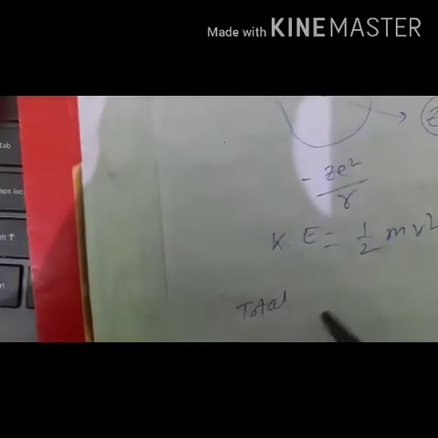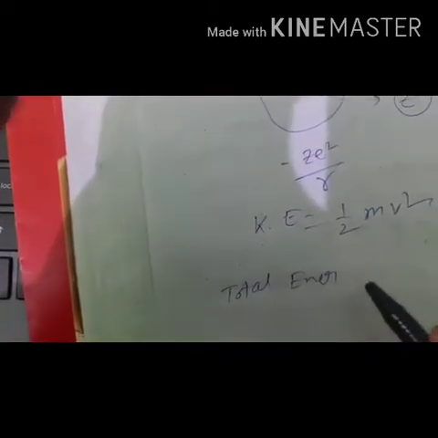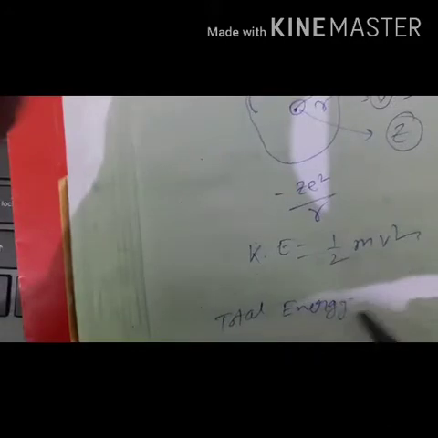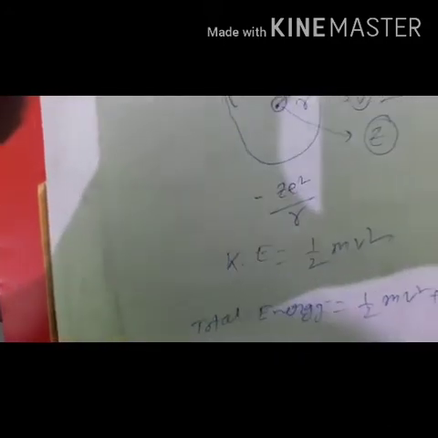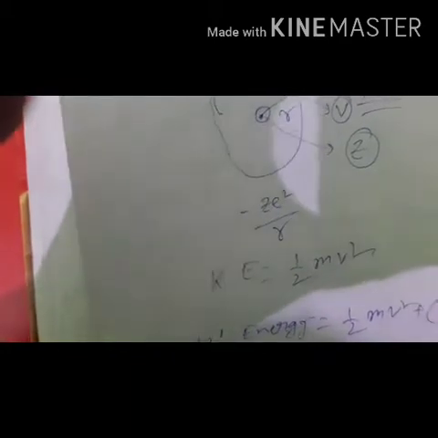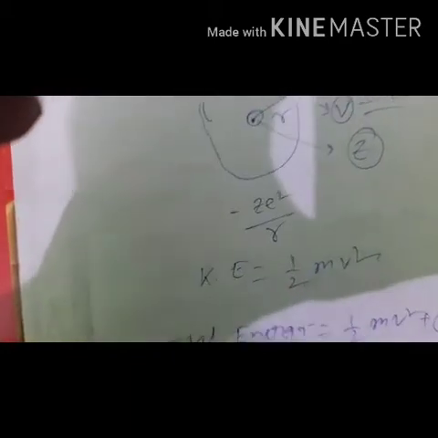And let us take that the velocity of this revolving electron is v. Then the kinetic energy of this electron will be half mv square. So the total energy of the electron will be equal to kinetic energy plus potential energy, minus Z square divided by r.